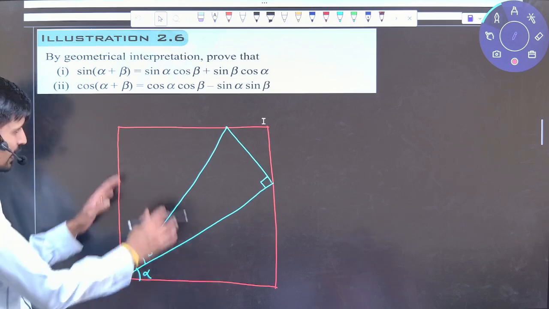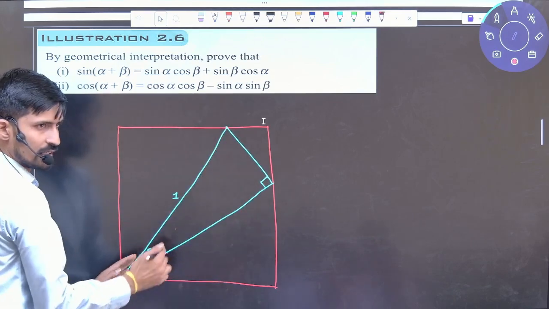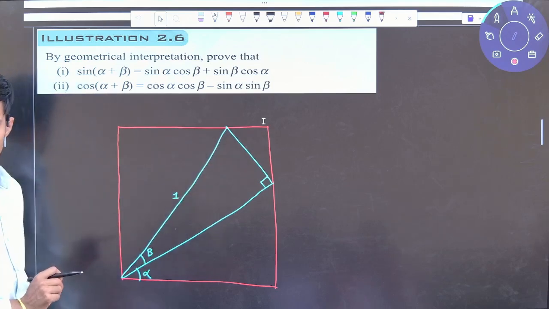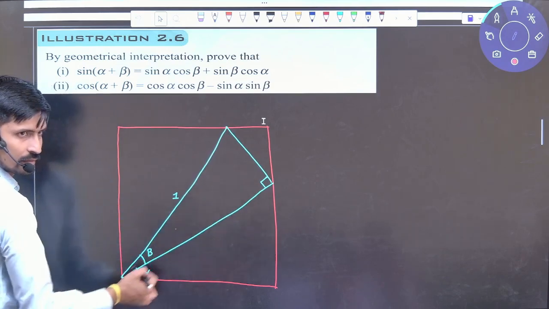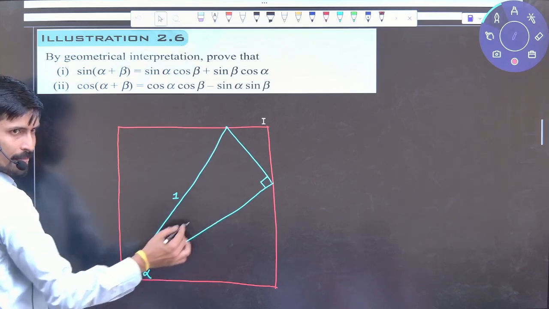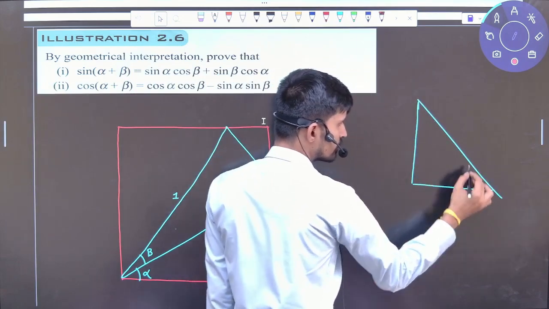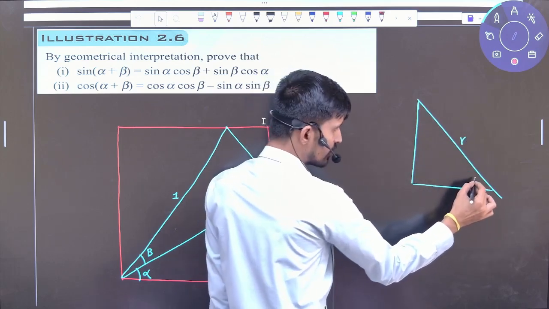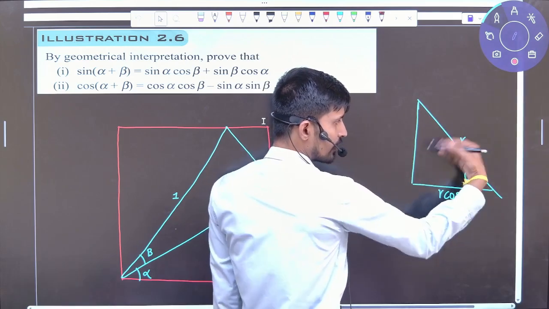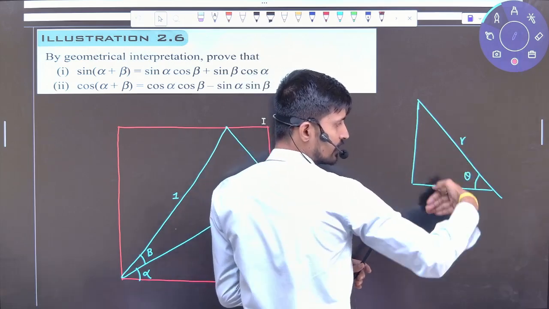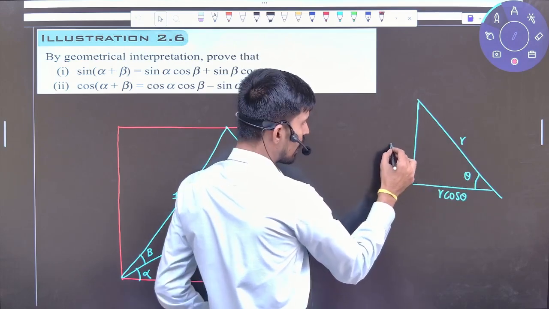Now, we can make one rectangle in which this length is 1. So this is 1, this is beta. Can you tell me what will be this length? See, this technique you have to remember. If the hypotenuse is r and this angle is theta, then the side towards the angle will be r cos theta, and the side away from angle theta will be r sin theta.